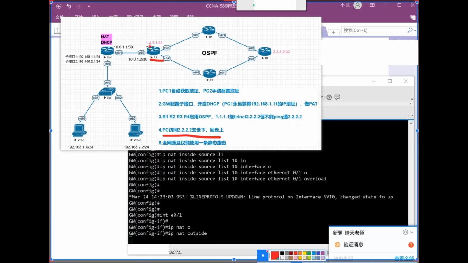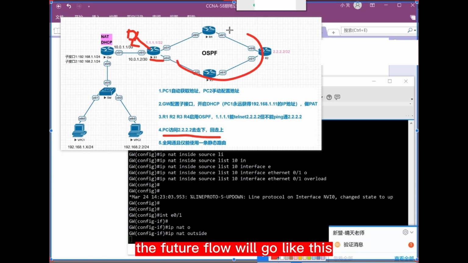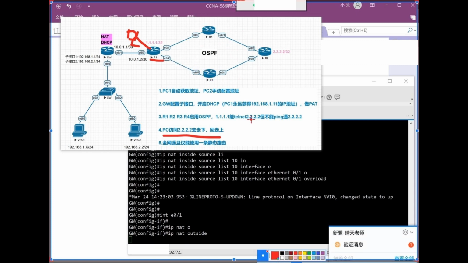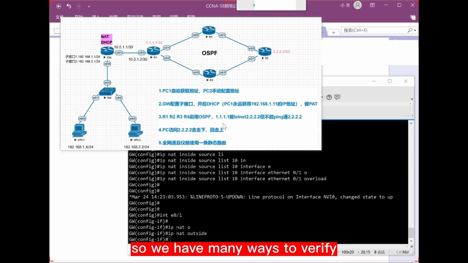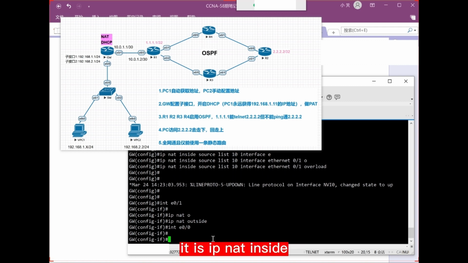Actually, R1 is connected to a 1.0 network segment. You can simulate it as a PC. Anyway, the future flow will go like this, so we have many ways to verify. Okay, enter the 00 interface. It is IP NAT inside.